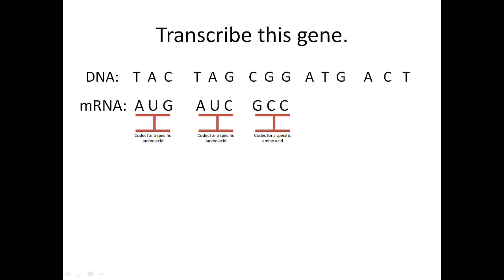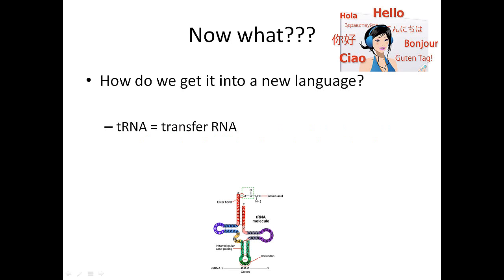Next, you should have GCC, codes for a different amino acid. Then after that, you have UAC, UGA. We haven't gotten it into the amino acid talk yet. This would just be like talking in a British accent. Same language, different dialect, using U's instead of T's. We have to go one step further to get it into a protein. How do we get it into this new language?